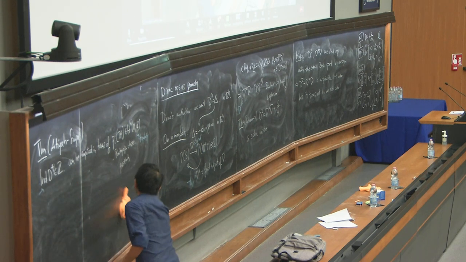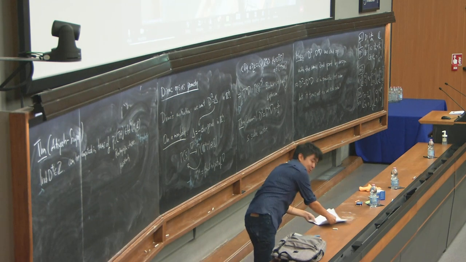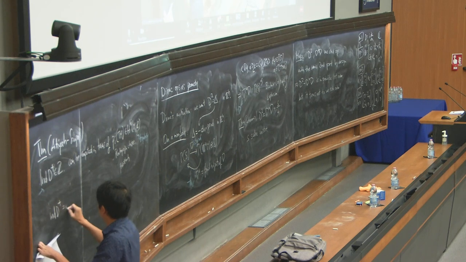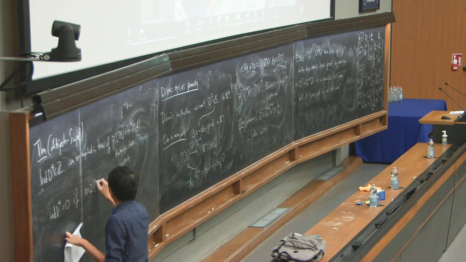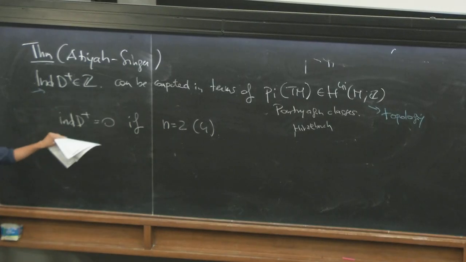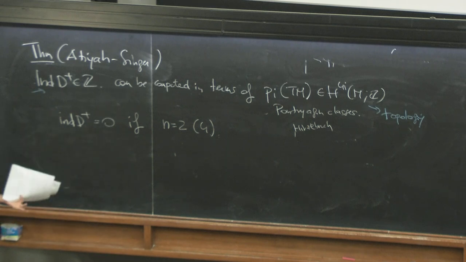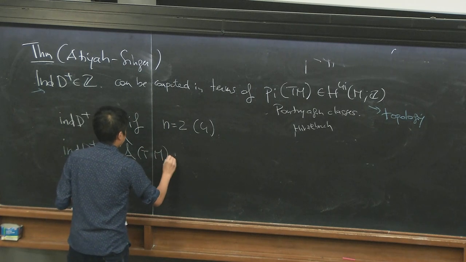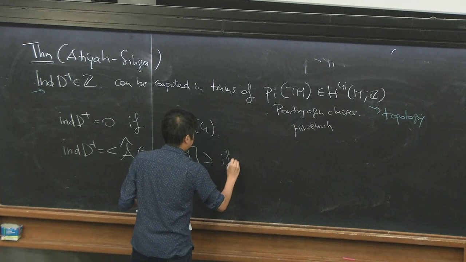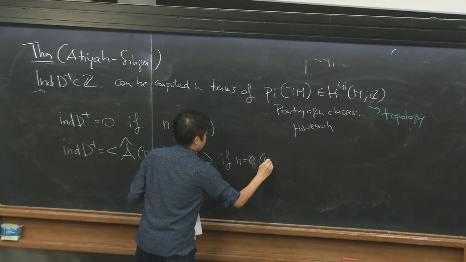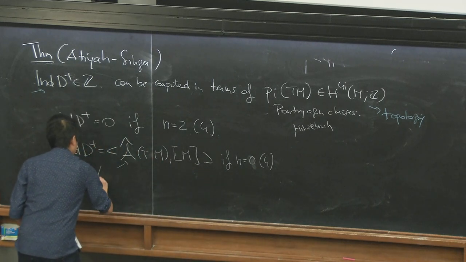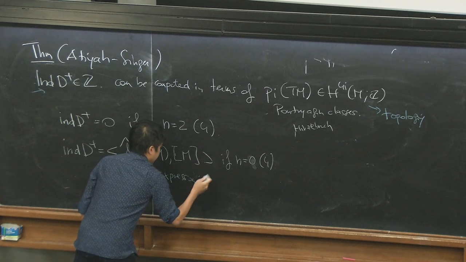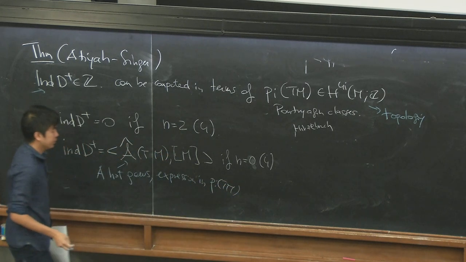Sorry, it's a good place because I forgot the general statement, so it's a good place to write it. We said that the index of D plus is 0 if n is 2 mod 4. And in general, I wrote the formula for n equals 4 and n equals 8, but in general there is this crazy expression in the Pontryagin classes called the A-hat genus. This is an expression in the p_i of TM that you can write out if you want.